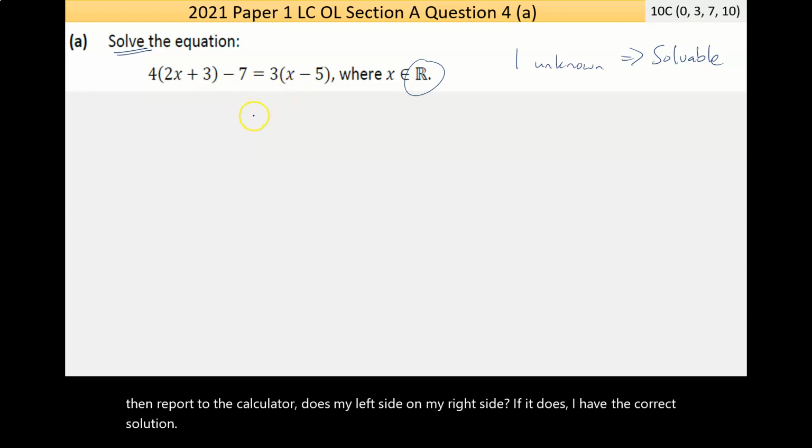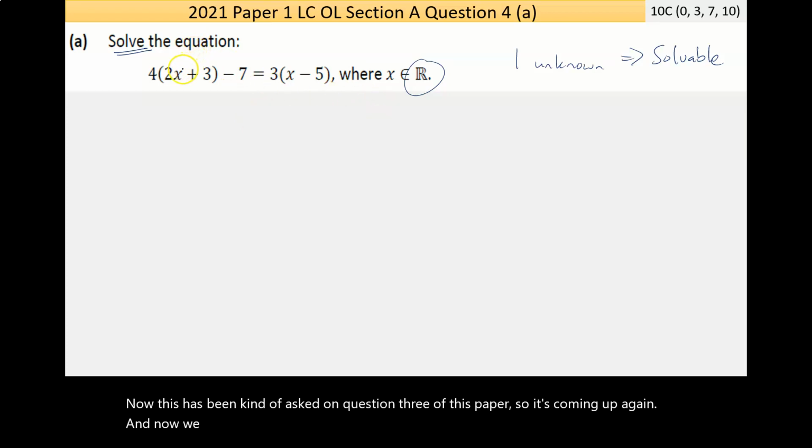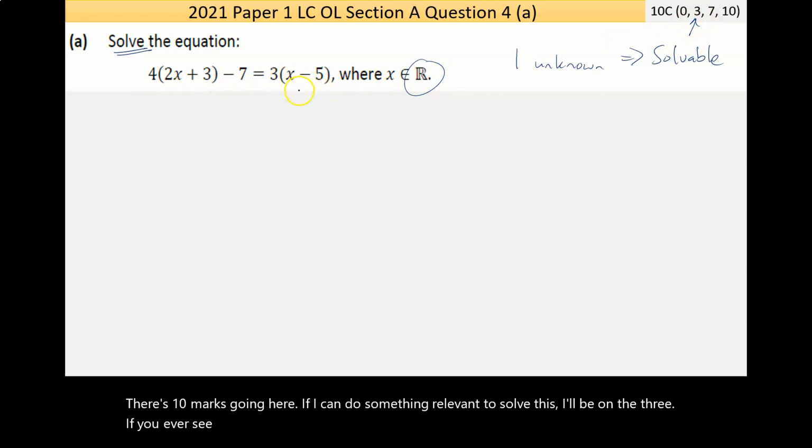Now, this has been kind of asked in question 3 of this paper, so it's coming up again. Now, we don't know what x is, so we have to try use algebra to find out what it is. There's 10 marks going here. If I can do something relevant to solve this, I'll be on the 3. If you ever see an equation like this and you're absolutely stuck on what to do, remove brackets. Brackets mean multiply.